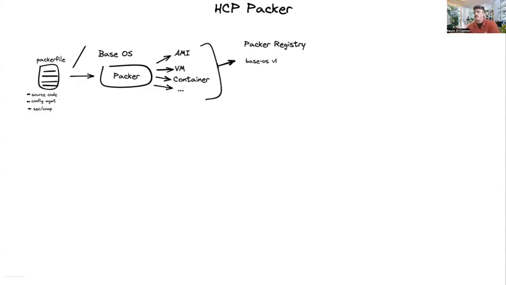And we can then publish our base OS, and we'll call this version 1, into the registry. So we have a bucket for that. And then we have iterations for the different platforms that we're running, or where we want to be able to run base OS. Great. So we have an AMI and a VM.